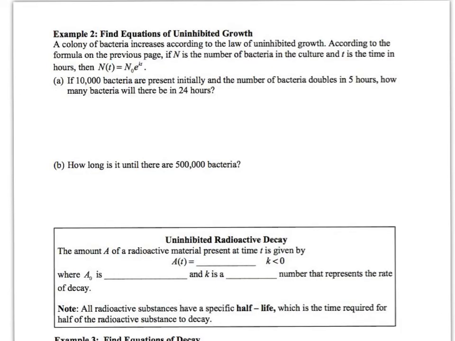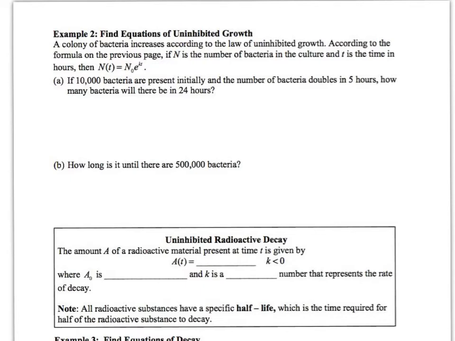Okay, let's look at a second problem here. Now this one's a little different. It says, a colony of bacteria increases according to the law of uninhibited growth. According to the formula, N is the number of bacteria, t is the time, and the number of bacteria is the initial amount times e to the kt. Now it says if 10,000 bacteria are initially present and the number doubles in 5 hours, how many bacteria will there be in 24 hours?